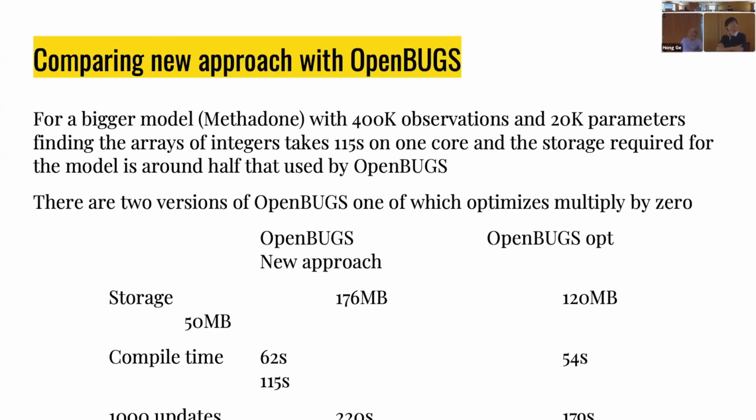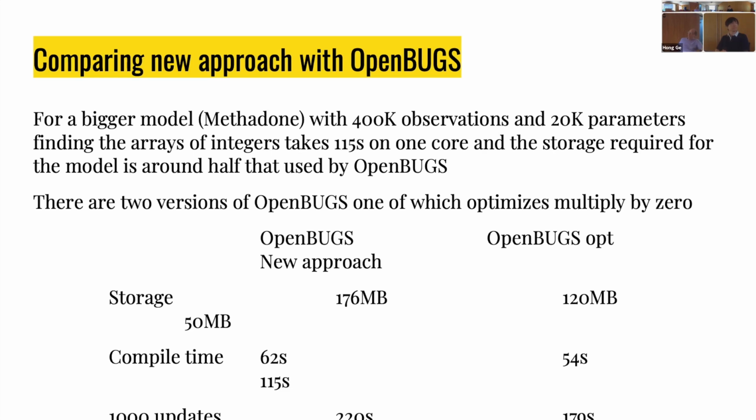Oh, I messed up on that one. Okay, so for a more realistic size model, I compare the approach in OpenBUGS with the new one. I get much smaller memory footprints, 50 megabytes instead of about 176. So that's a big gain. That should allow me to do, say, a model 10 times as big.